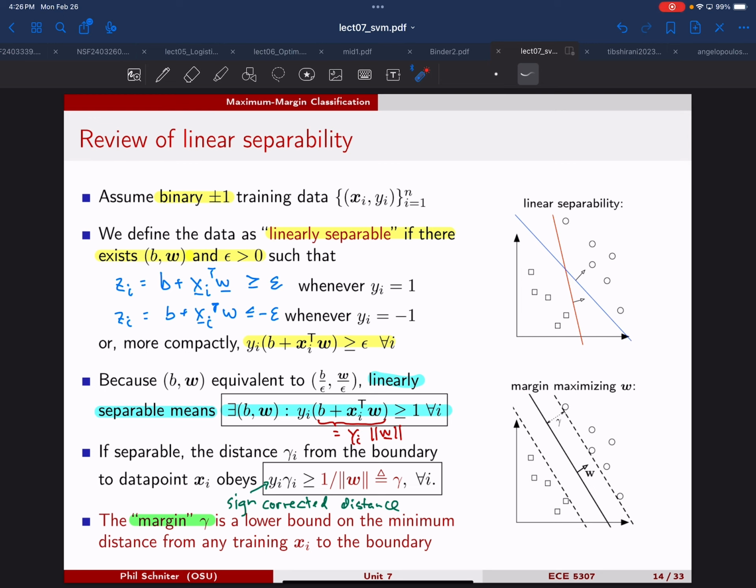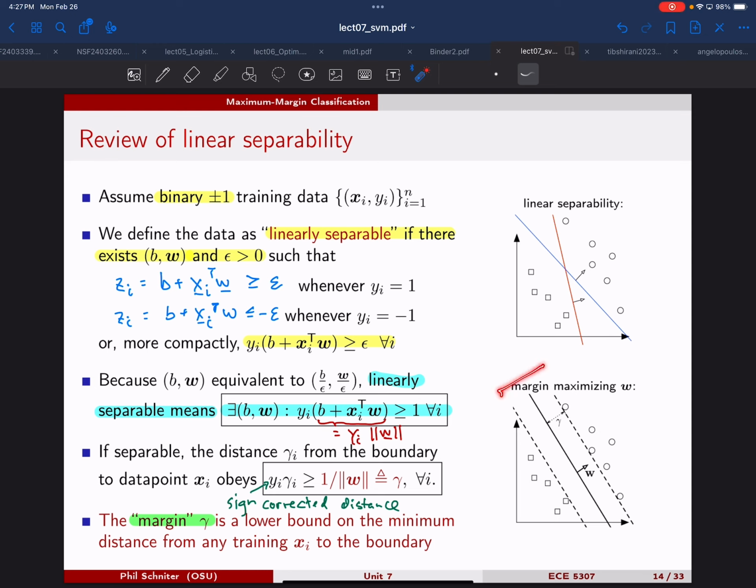among all possible boundaries. This one looks to be the most robust. It has the largest minimum distance from the boundary to all the points. Okay, so that's what we like about this idea. And the margin is sort of clearly describing this concept. This is the worst case distance between the training set and the boundary. We want that to be as large as possible.